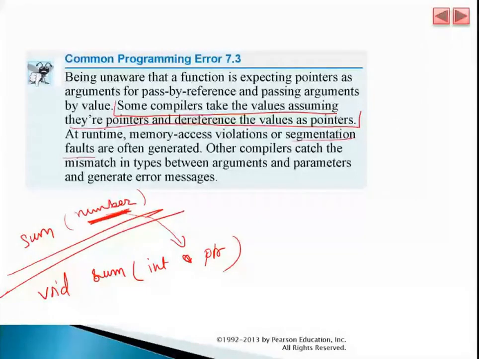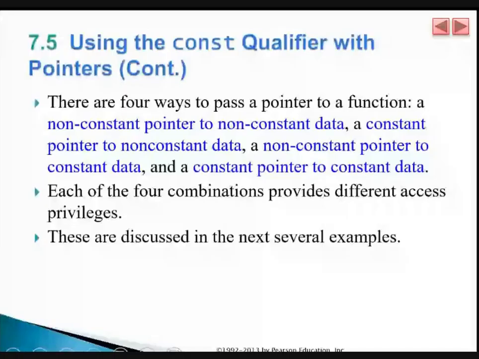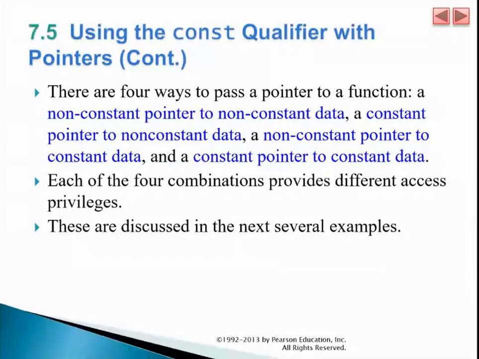So please keep in mind, whenever a pointer is declared, you have to pass the address. Whenever a normal variable is declared, you have to pass the value. In either of the cases, you will get the runtime error. All right. So now let's see how we can use the constant qualifier with pointers.